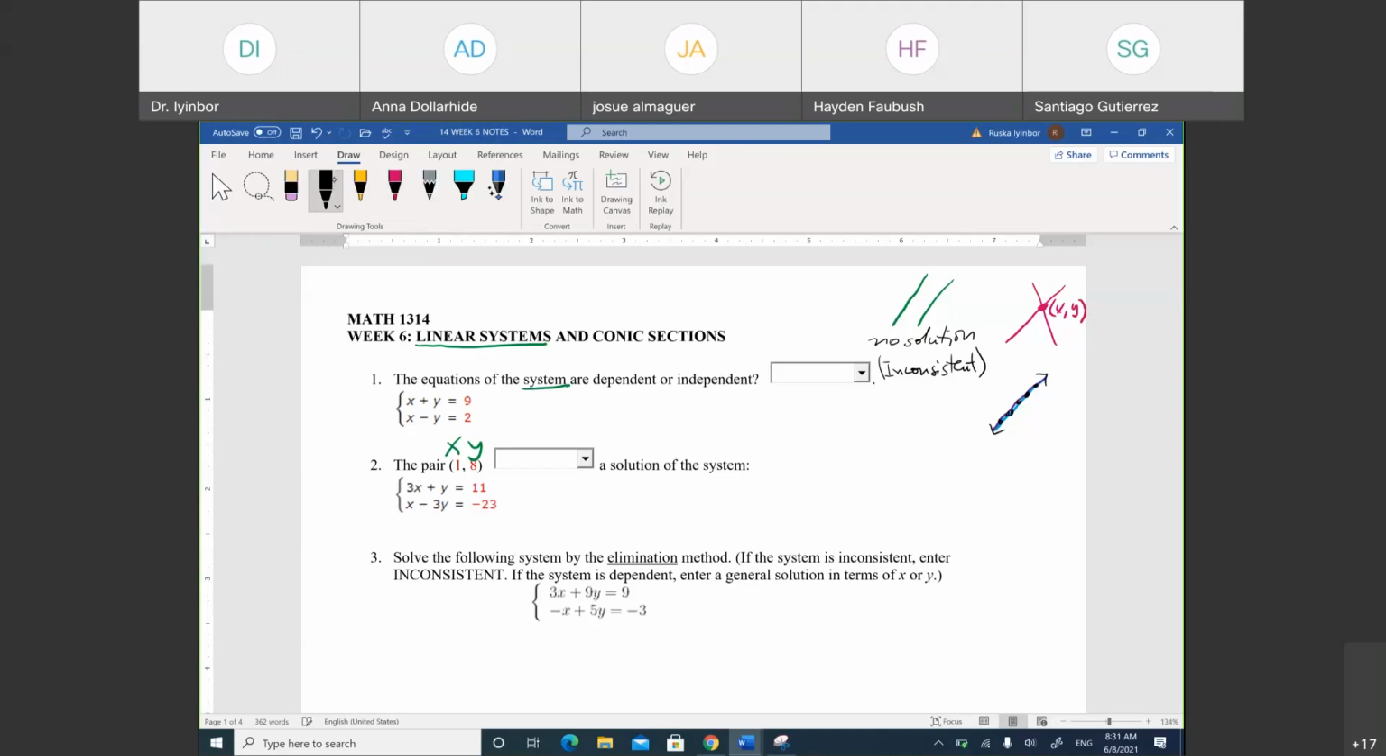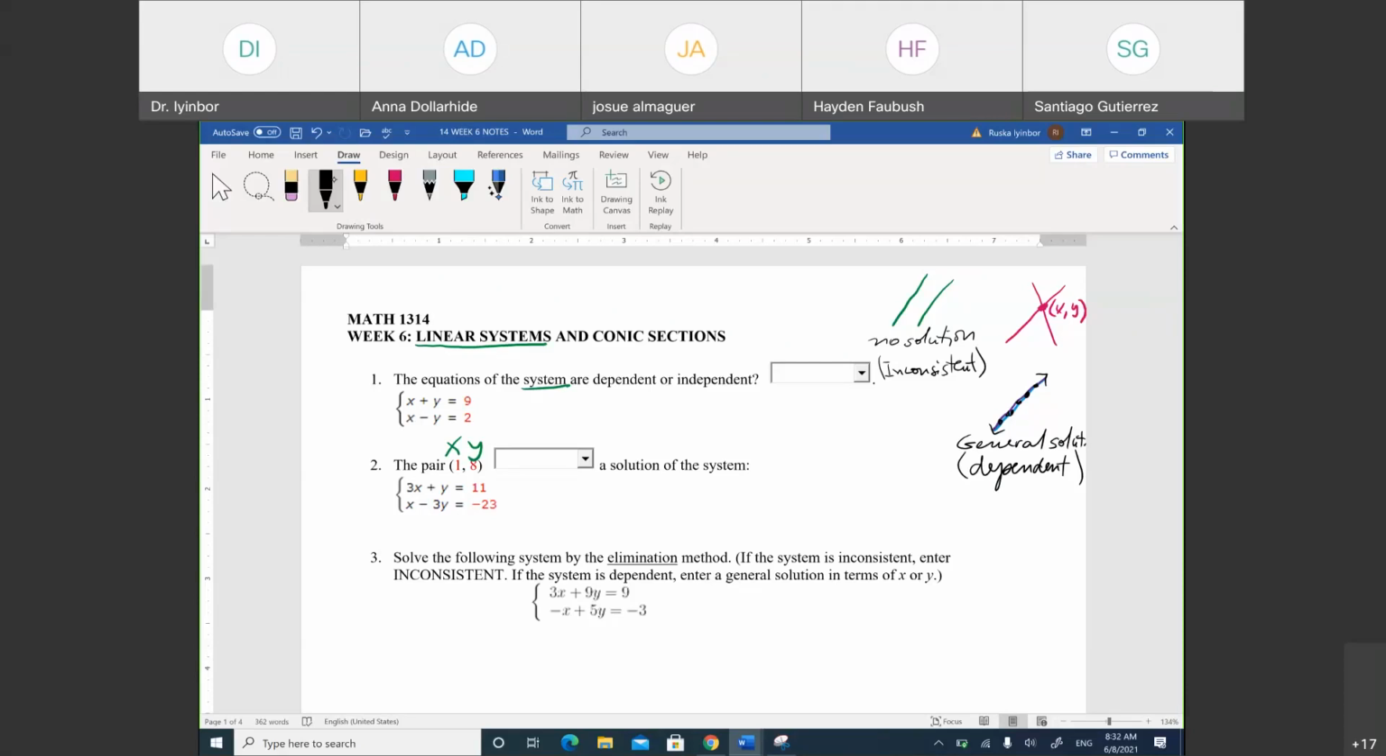So this is the case when the system is dependent and you have a general solution. I'm going to write it here. General solution, and the system is called dependent. Okay, the system is dependent, and I'll show you how to write the general solution. It's a set of solutions, a lot of points, that are solutions for that system.